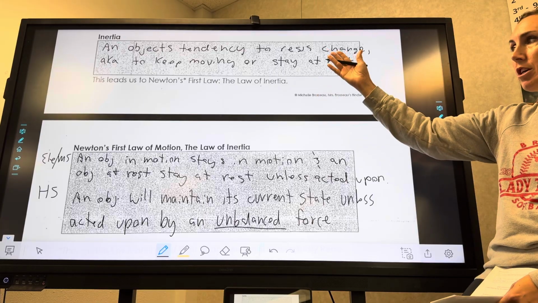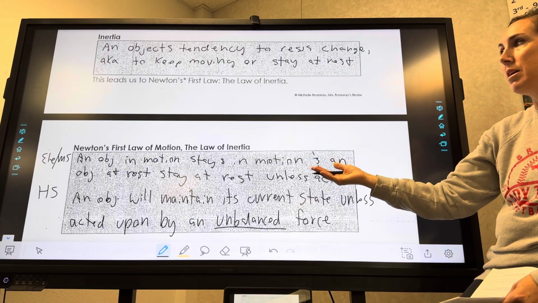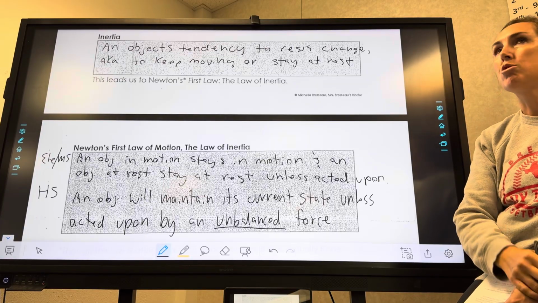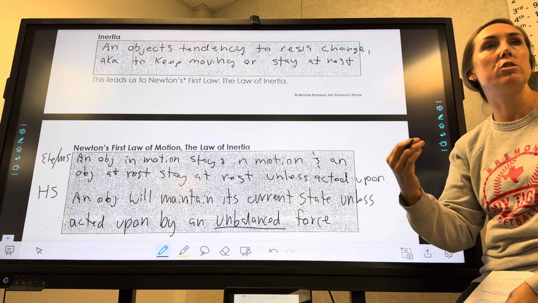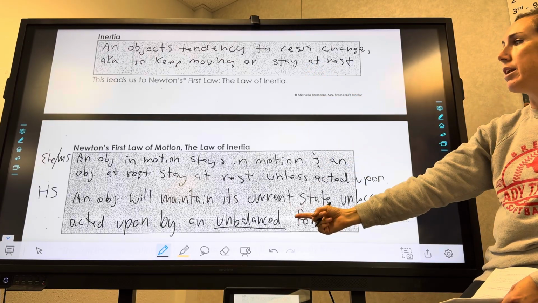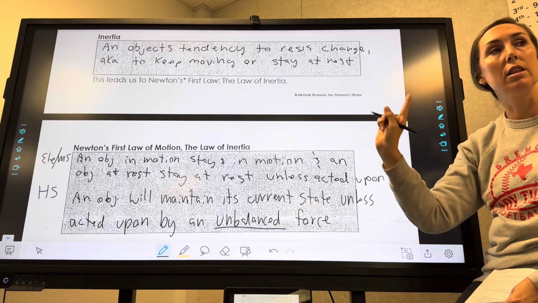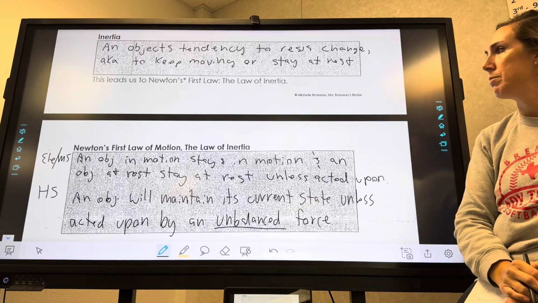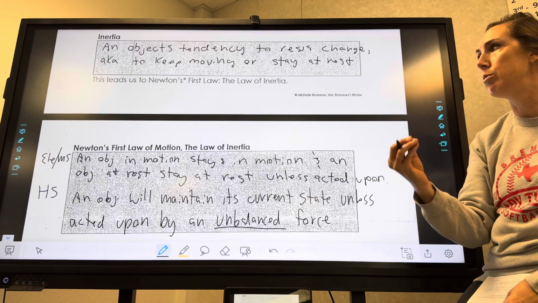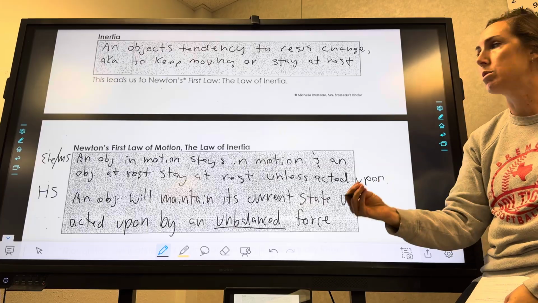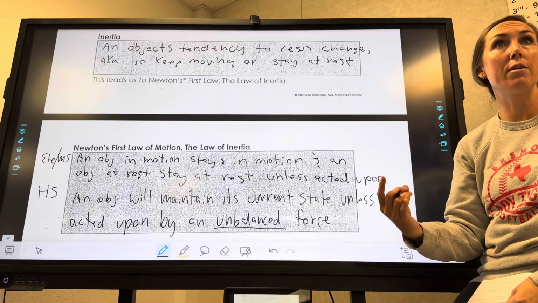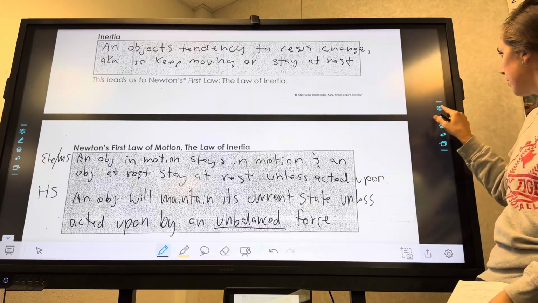So both the law of inertia and Newton's first law are the same, to the point where they even call Newton's first law of motion the law of inertia. So an object wants to keep on doing what it's doing. An object's tendency to resist change, aka keep moving or stay at rest. An object will maintain its current state unless acted upon by an unbalanced force. Okay? So in our first lab on Newton's laws, we'll talk about how Newton's laws are demonstrated and the objects want to keep on going, but something is slowing it down, aka friction.